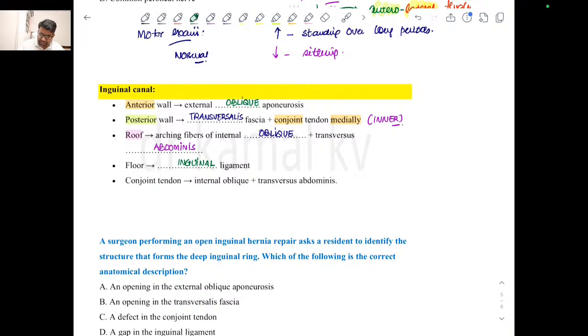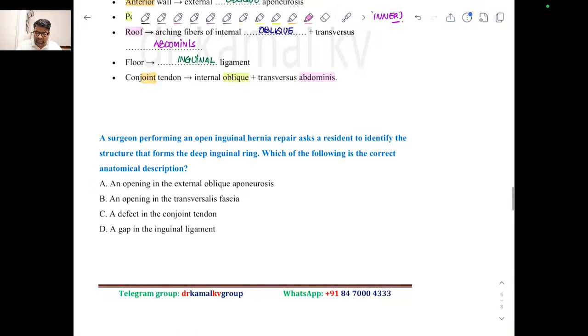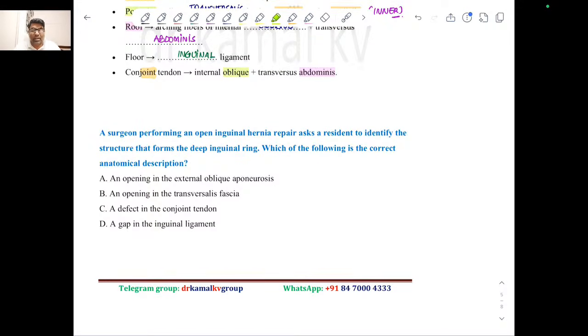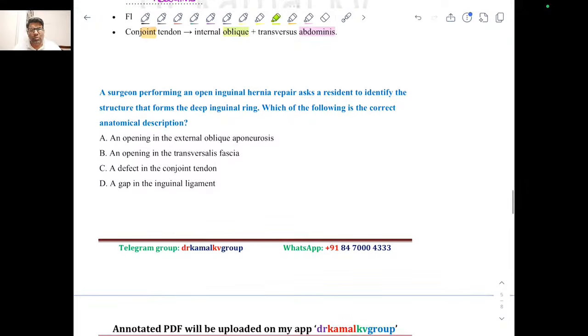Now conjoint tendon, as the name says, conjoint, means there is a mixing up of the tendon of two muscles, and those two muscles are internal oblique and transversus abdominis. Clear? So please remember this much, and this is the basic content which you should know while you will be studying inguinal hernia. Now based on this, let us take a few surgically integrated MCQs.